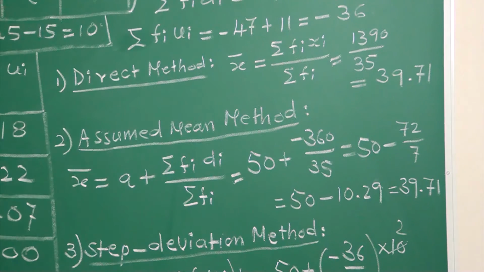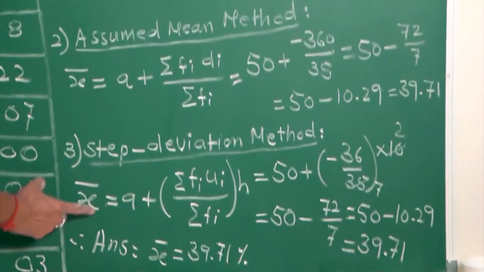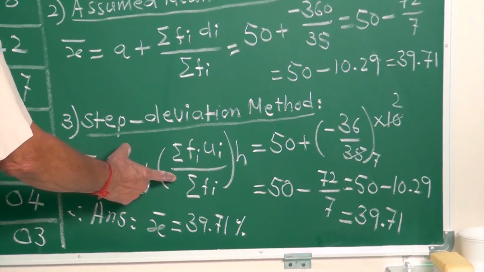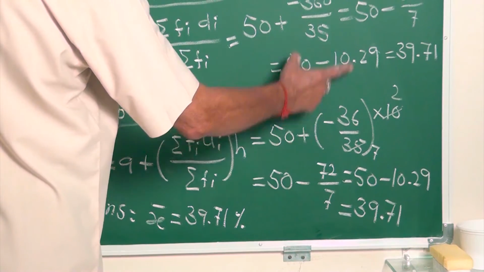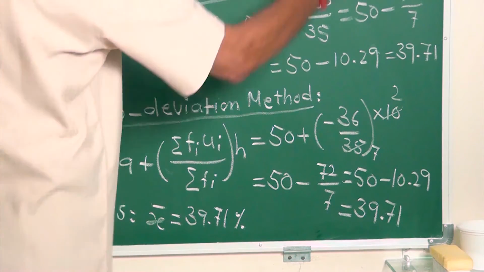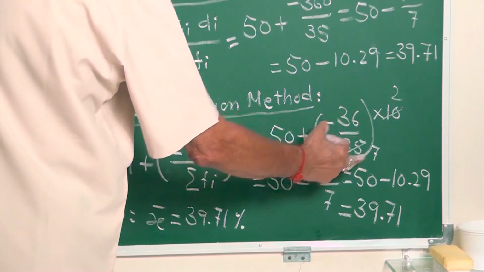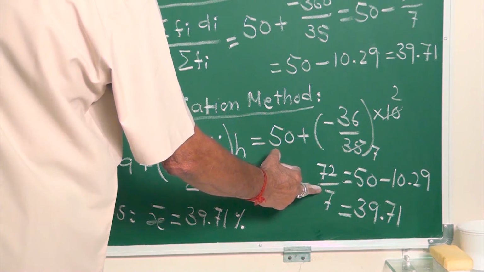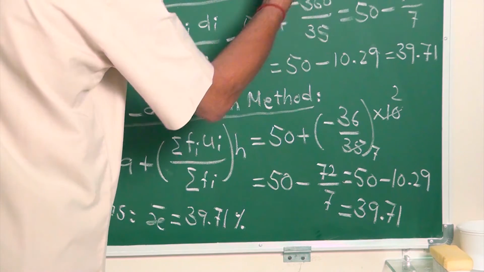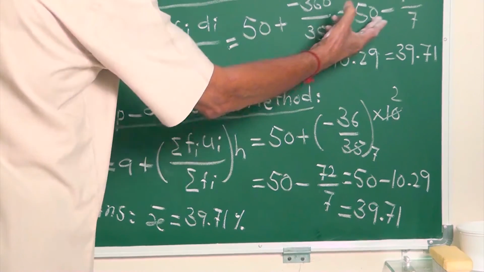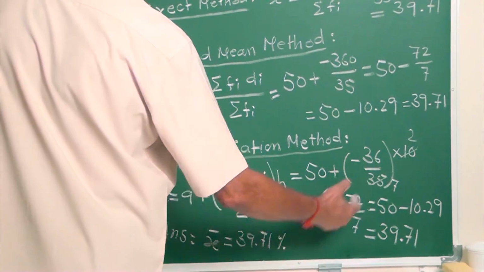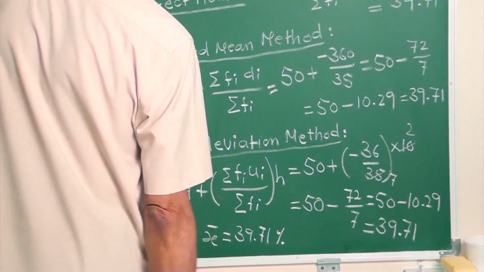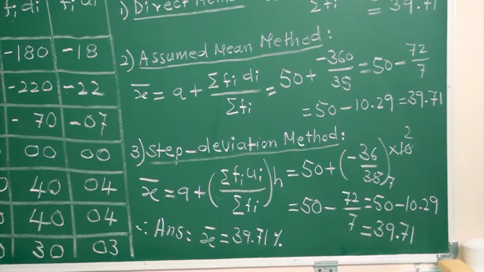39.71. That is by the assumed mean method. Step deviation method: X bar equals A plus this formula. 50 plus, it is minus 36 upon 35 into h, which is 10. Cancellation gives minus 72 upon 7. This and this are the same. Minus 72 upon 7. 50 minus 10.29, which gives 39.71.